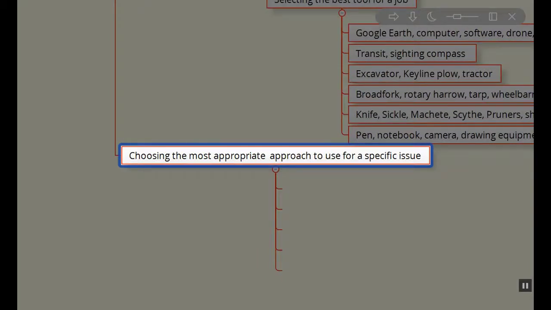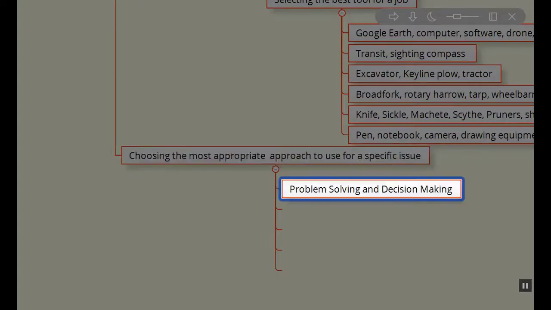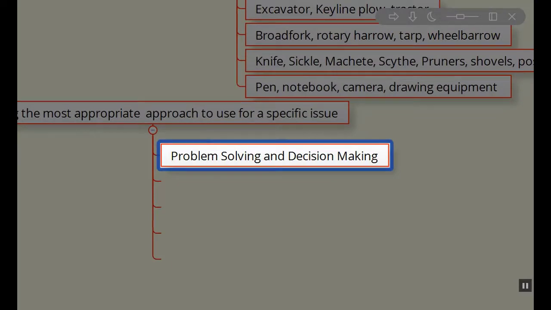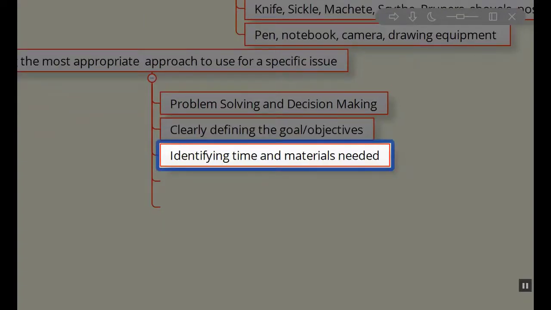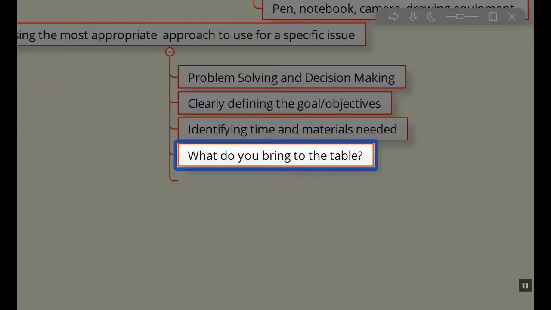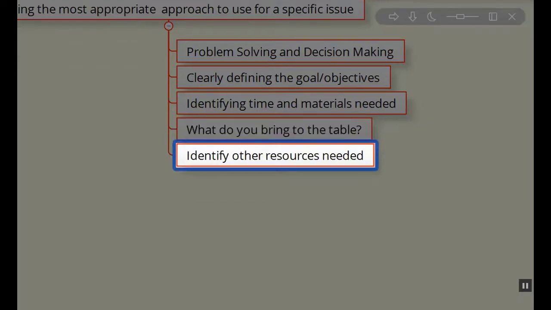So it's choosing the appropriate tool for the specific job that we're doing and applying our knowledge set. When we're talking about the appropriate approach for specific jobs, it's problem solving and decision making. Clearly defining the goals and objectives, identifying the time and materials needed to accomplish a task. What are we bringing to the table? What are the resources that we already have? What are the skills that we have? What is the knowledge base that we have? Identify other resources that we need to acquire or that we need to seek help outside of our inner circle.